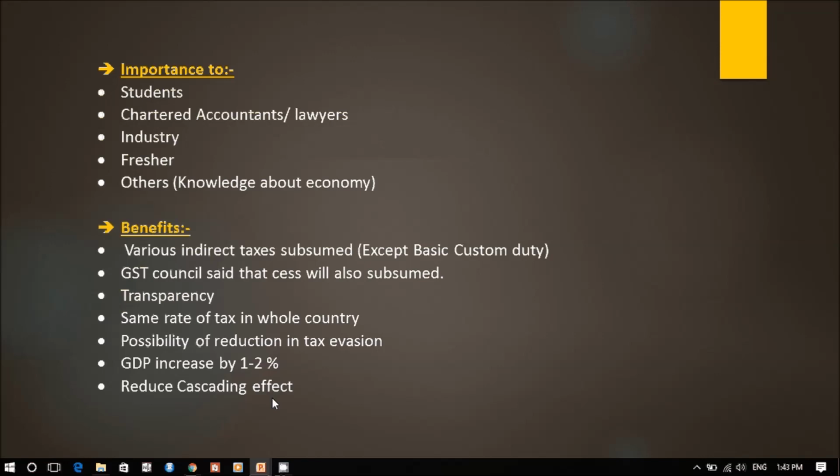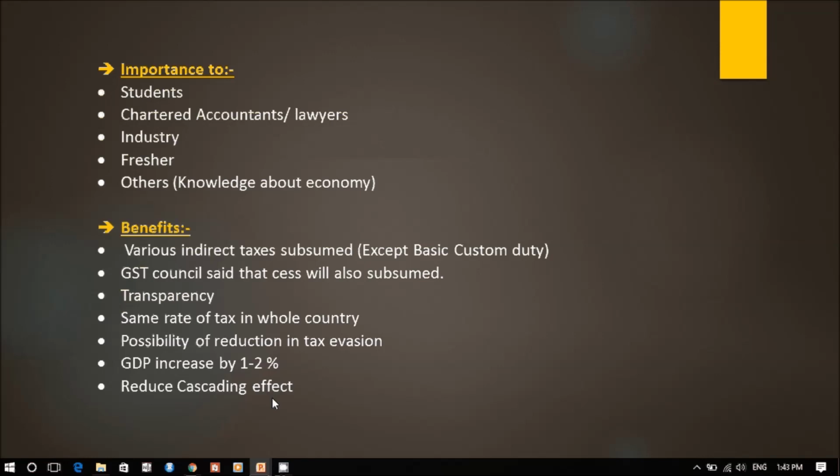And other segments of people. It can be any engineer, any MBA, or any other person or a common man. These people should also know about GST because each and everyone should know about the economy and what major changes are underway in the economy.